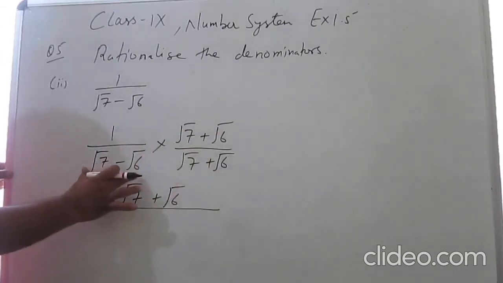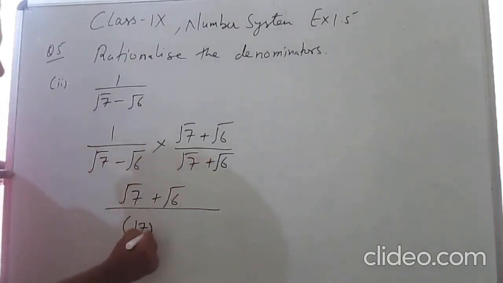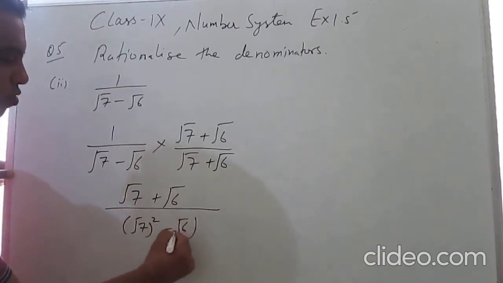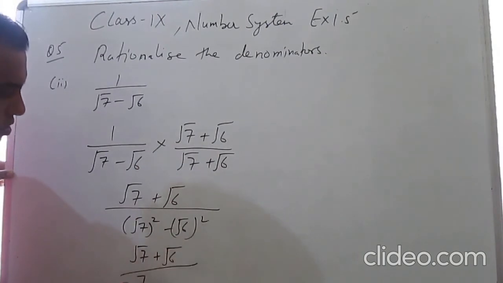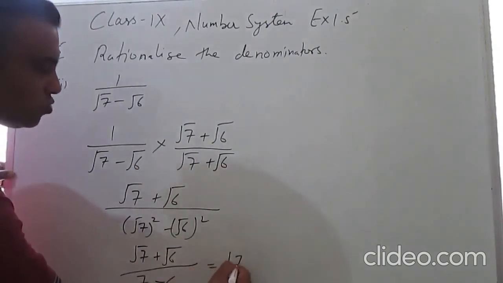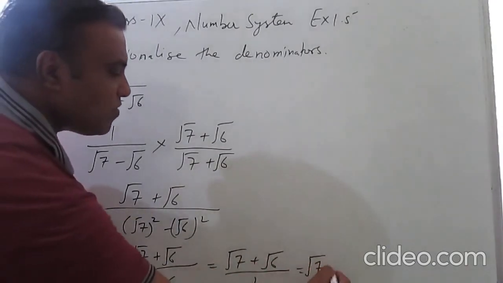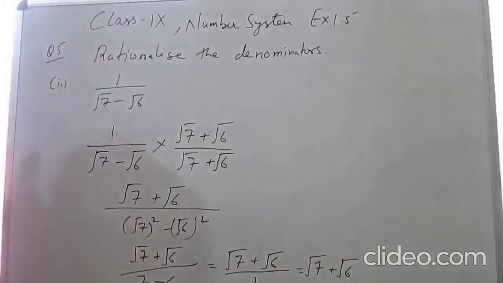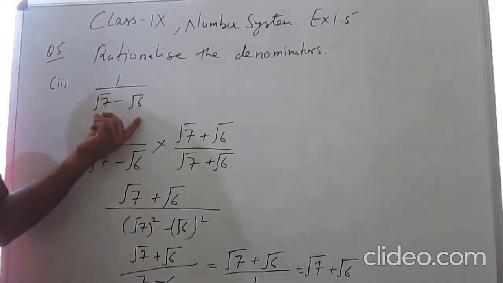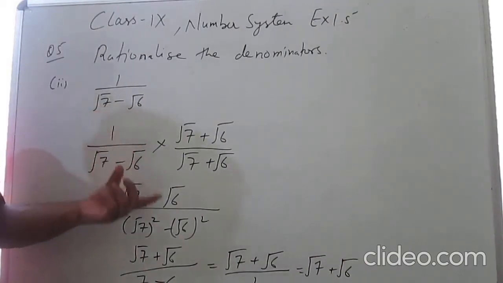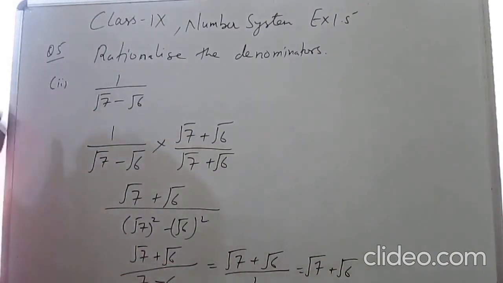Here you see that we can apply the identity (x minus y)(x plus y). Root 7 whole square minus root 6 whole square. So root 7 plus root 6 upon 7 minus 6. So answer is root 7 plus root 6 upon 1. You can write root 7 plus root 6. Basically in denominator we don't keep the root. So we remove the root from the denominator. This is the pattern we will follow in all questions.